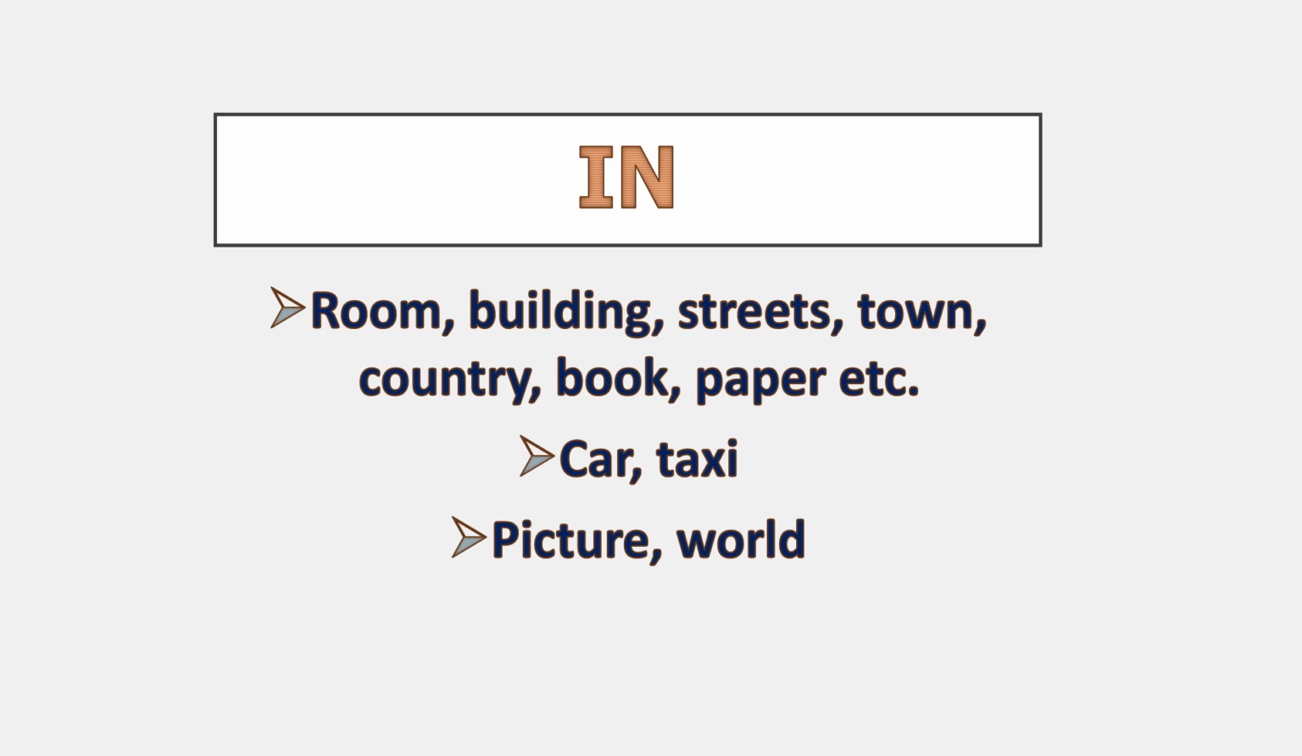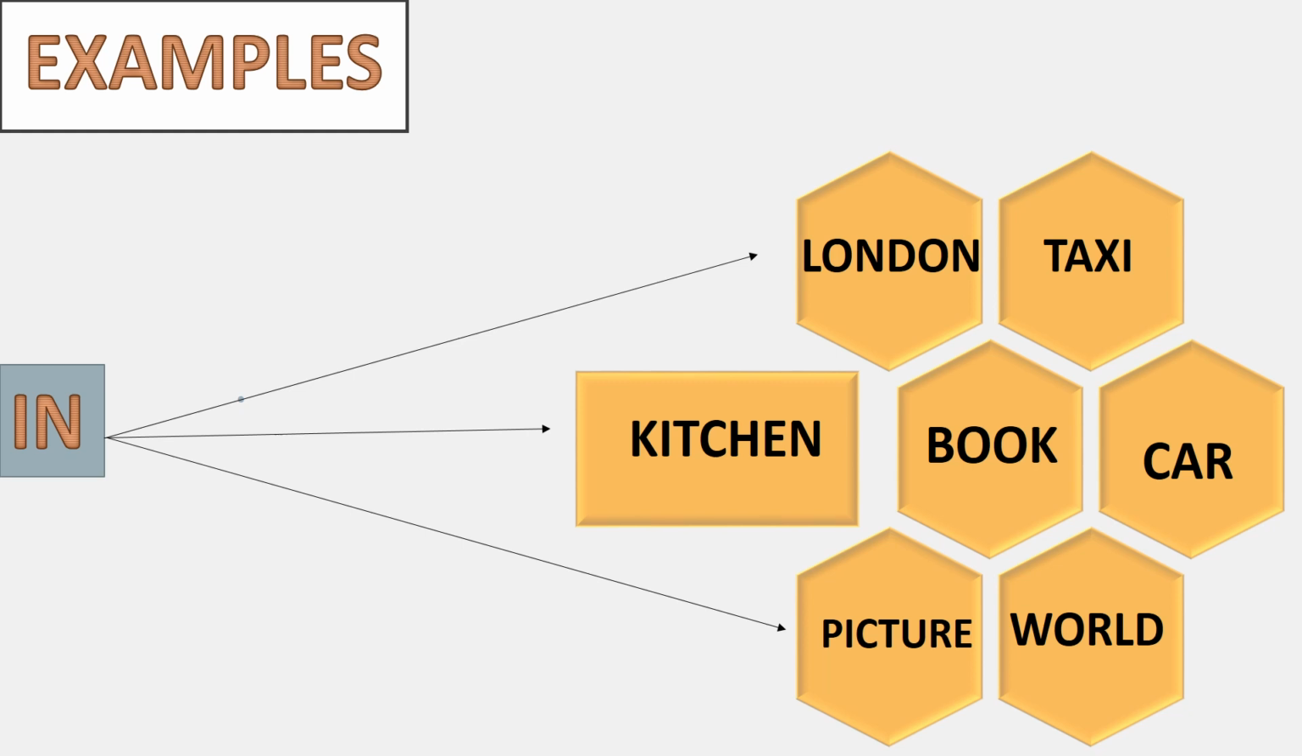"In" is used for room, building, streets, town, country, book, paper, etc. For car and taxi. For picture and world. For example, in the kitchen, in London, in the book, in the car, in the taxi, in the picture, in the world.